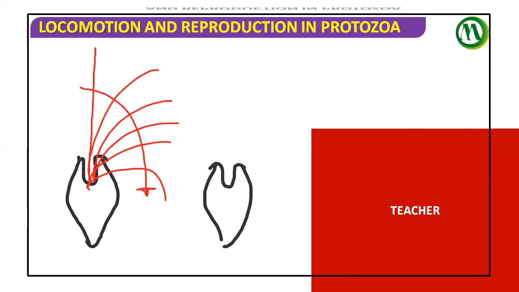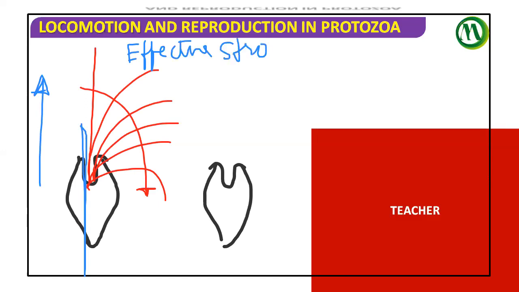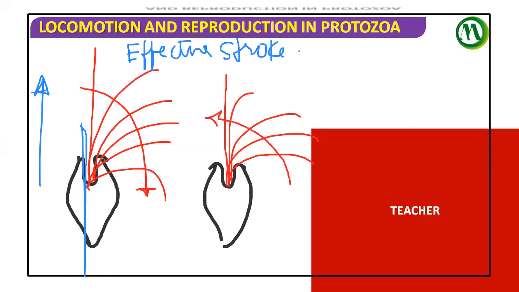This is the longitudinal axis of the body. So at right angles to the longitudinal axis of the body, the organism moves forward. What do you call this? The effective stroke. So what next? The recovery stroke. That means the flagellum needs to become relaxed and get back to the original position. What do you call it? The recovery stroke.